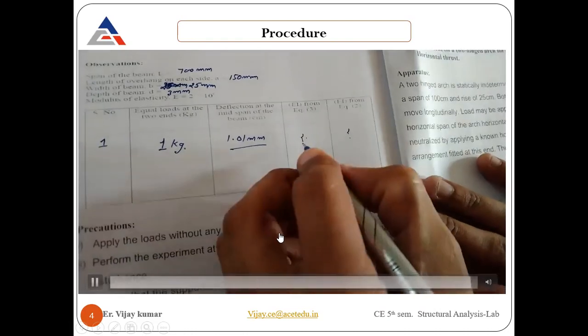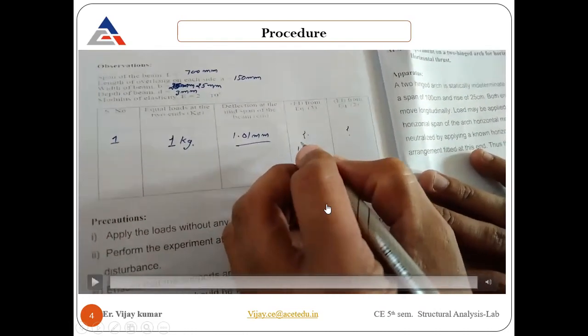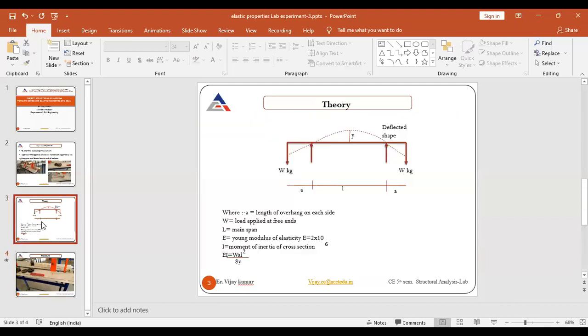So that is all about this particular experiment. It's very easy to understand and easy to perform this experiment. So let me take you there.